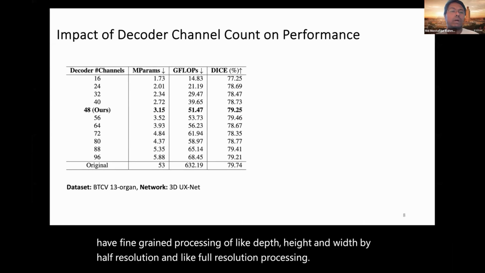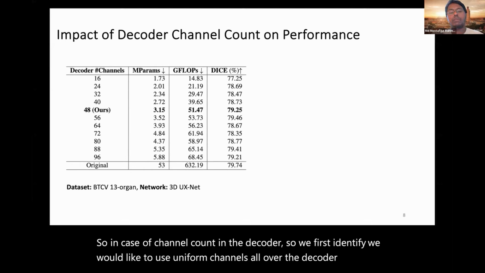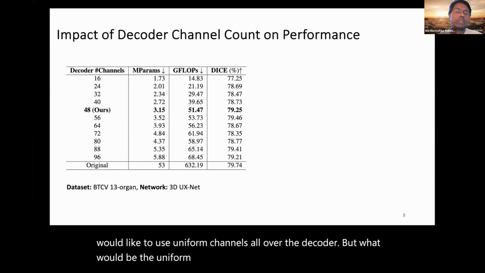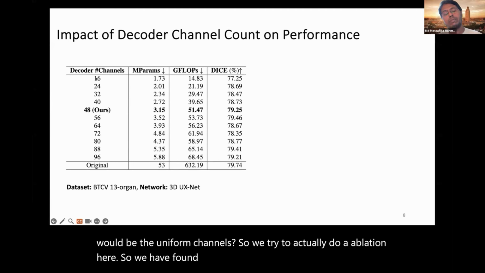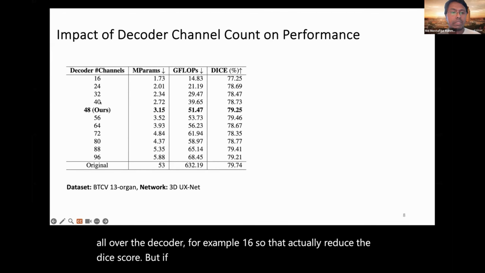So in case of channel count in the decoder, we first identified that we would like to use uniform channels all over the decoder. But what would be the uniform channels? So we tried to do an ablation here. We found that if we use a smaller number of channels all over the decoder, for example 16, that actually reduces the dice score. But if we try to increase it, it increases sometimes but not always.